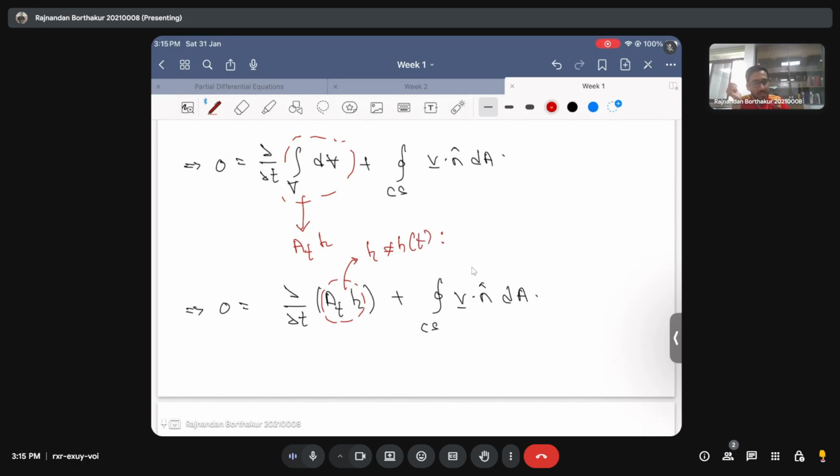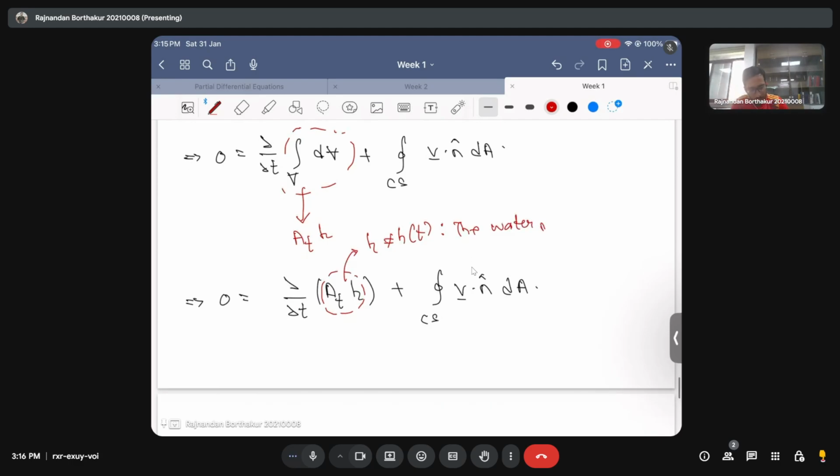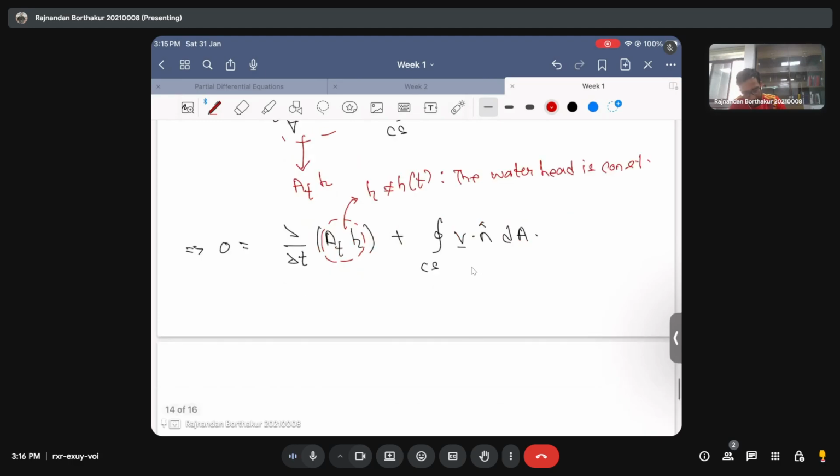Okay, and the physical significance is that since there is a net inflow, the fluid that is coming in is equal to the net flow that is going out. So the head of water is constant, which then means that this term dH by dt will simply go out to be equal to 0.